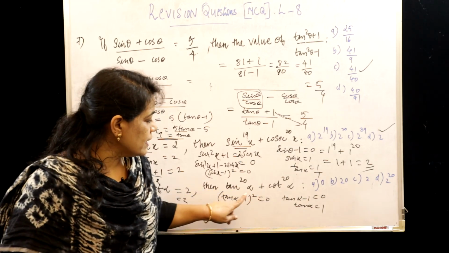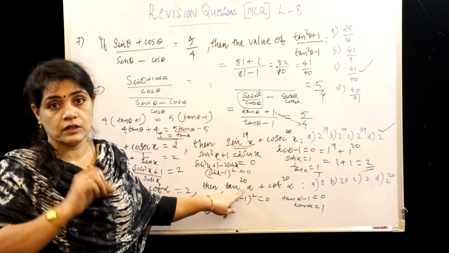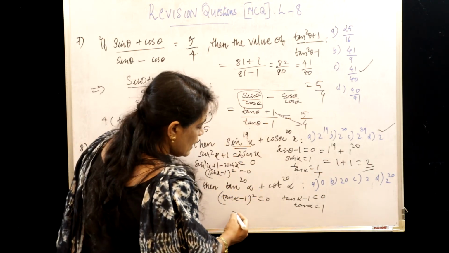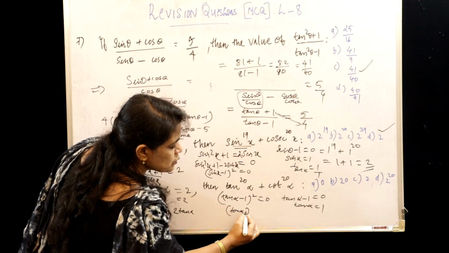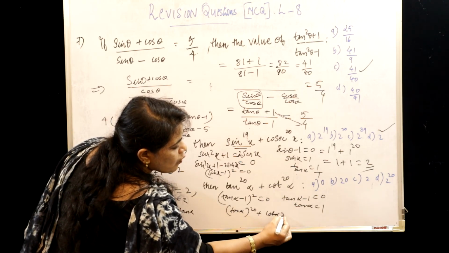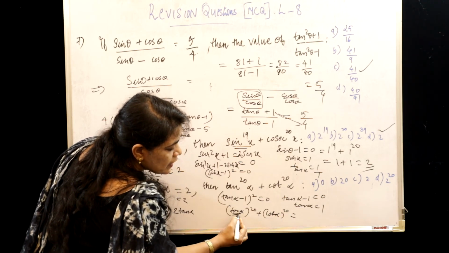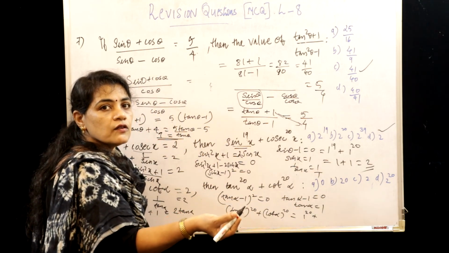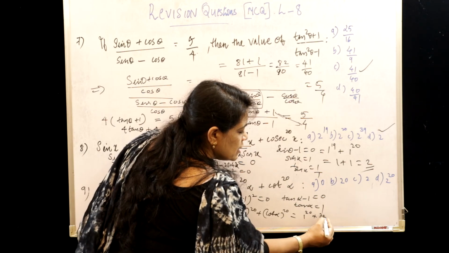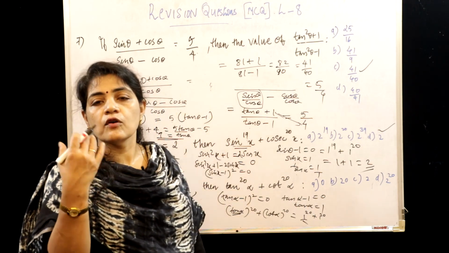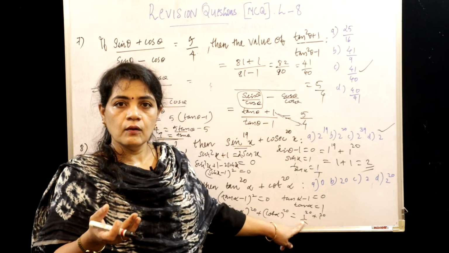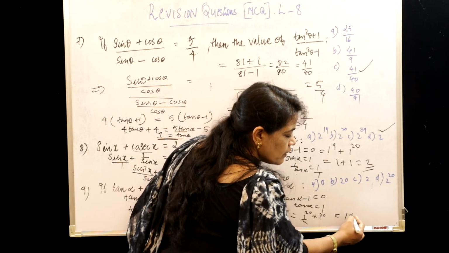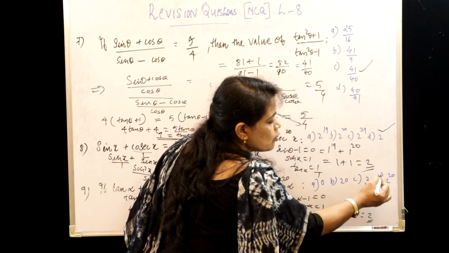So what do we need? We need tan raised to 20 alpha, that is tan alpha whole raised to 20, plus cot alpha whole raised to 20. We know tan alpha is 1, so 1 raised to 20, plus cot alpha is also 1, so 1 raised to 20. If the base is 1, then 1 into 1 into 20 times is 1 itself. So 1 plus 1 is 2. Here option C is the correct option.